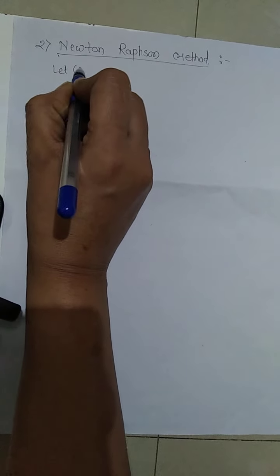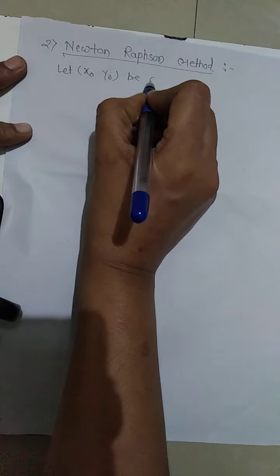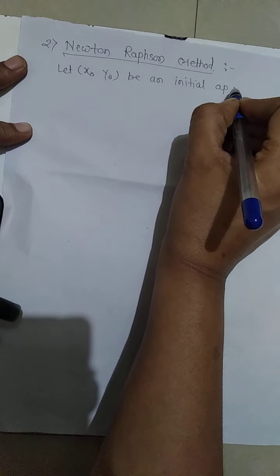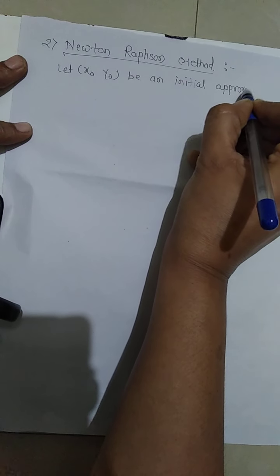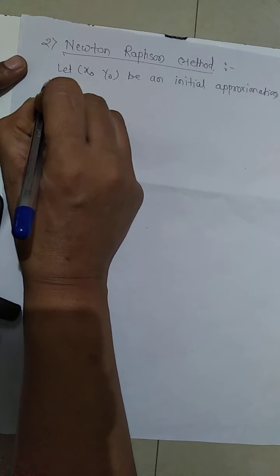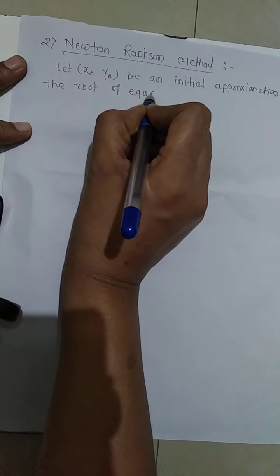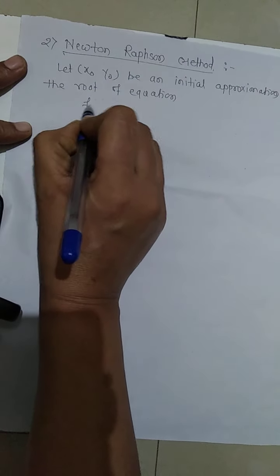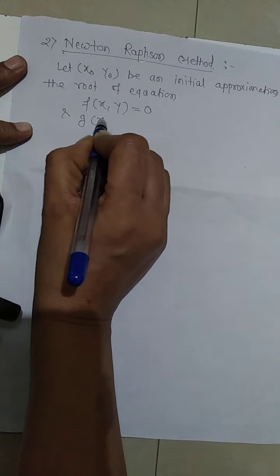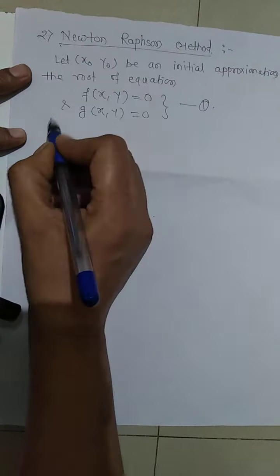Let x0, y0 be an initial approximation to the root of equation f of x, y is equal to 0 and g of x, y also equal to 0, that is equation 1.